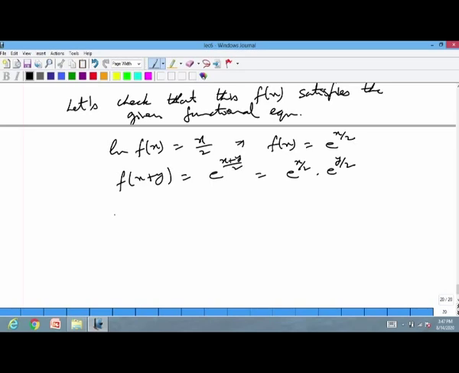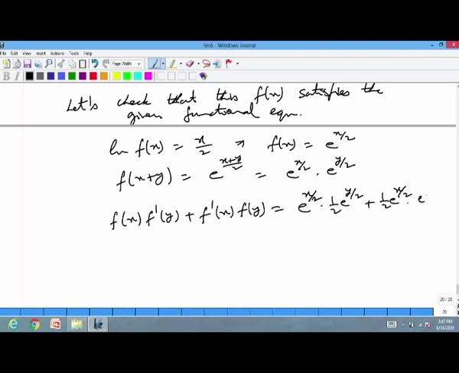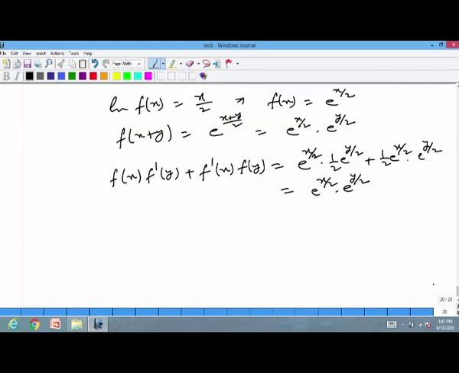Also, what is f x f prime y plus f prime x f y? This is equal to f x is e to the x by 2 times f prime y, which will give half e to the y by 2, plus f prime x is half e to the x by 2 times e to the y by 2, which is equal to half plus half is 1 times e to the x by 2 times e to the y by 2. So, therefore, this is true.